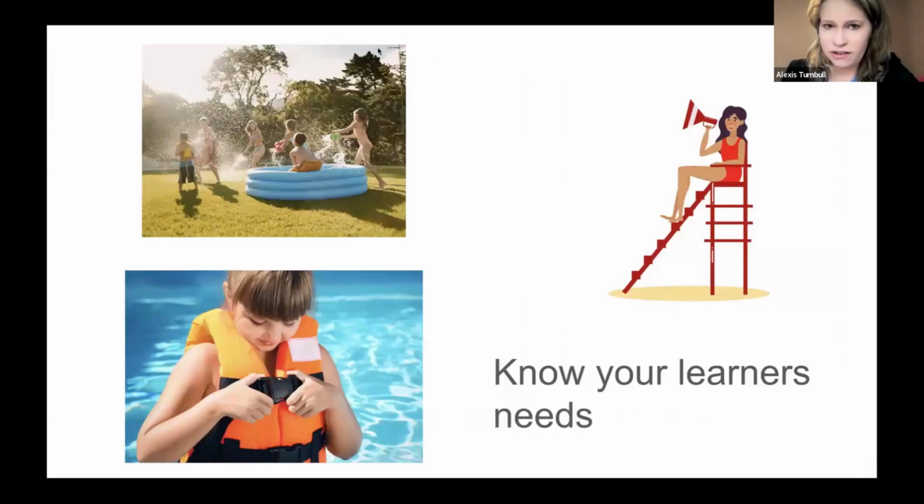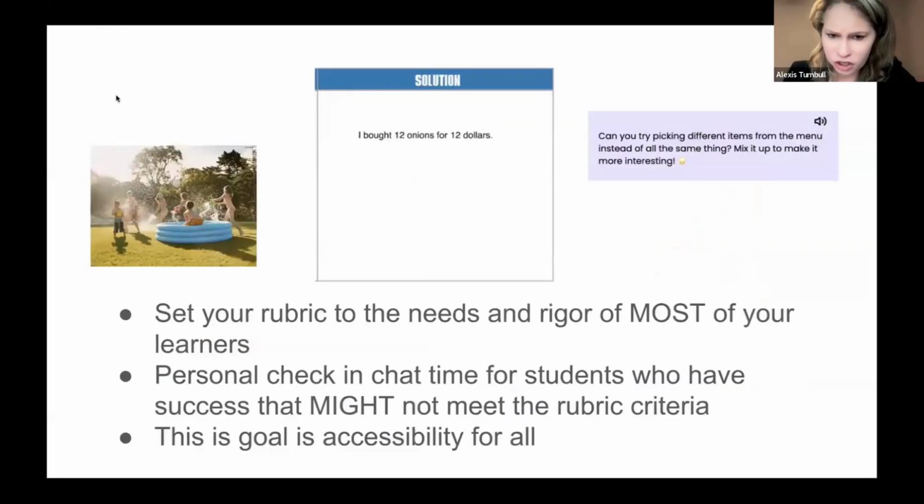And then just to go into AI for a second, just like when you have children, you need to know what they need. When you have kids, do they need to be in a kiddie pool to have fun, or do they need to wear a life jacket? Set your rubric to meet the needs of most of your learners.